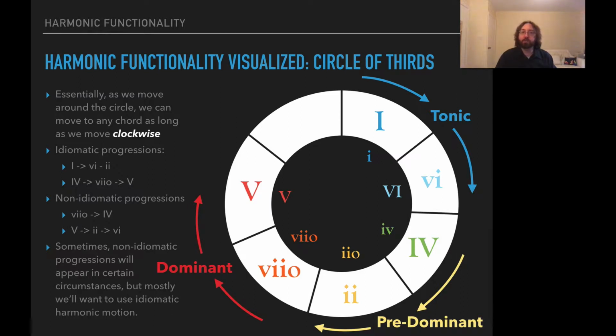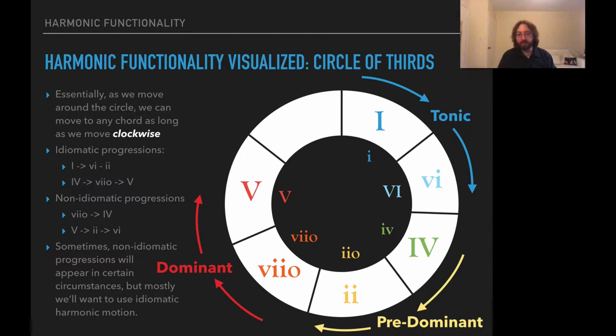So in this circle of thirds, what we see is, first of all, in the minor mode, we're using the harmonic minor. So if we were in D minor, we'd be going minor 1 to major 6, minor 4, 2 diminished, 7 diminished, 5 to 1. Now we can also do the same thing in the major mode. 1 to 6 to 4 to 2 to 7 to 5 to 1.